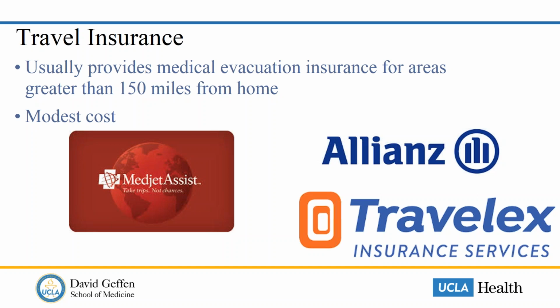And so some of these types of services, specifically MedJet Assist, provide medical evacuation anytime you're 150 miles from home. And MedJet Assist, I think, costs about $250 per year. So it can really provide some peace of mind in situations when you're outside of your medical system's area.